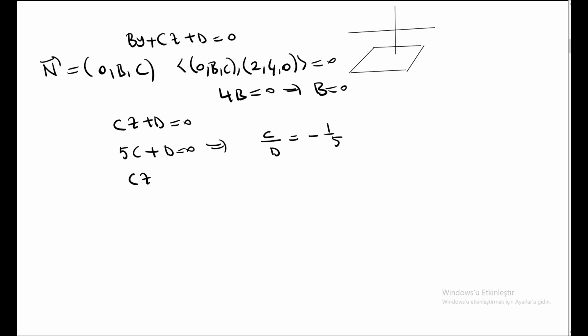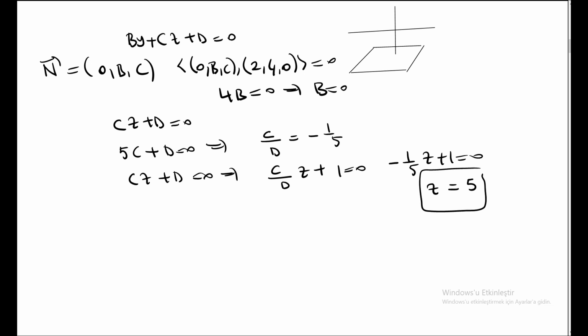So C times Z plus D will be 0, or you can write C over D times Z plus 1 will be 0, and you have 1 over 5 z plus 1 equals 0. So z equals 5. Actually, our plane is parallel to the x-y coordinate plane, not only the x-axis, okay? So this z equals 5 tells us that the plane we are looking for is parallel to the x-y plane.